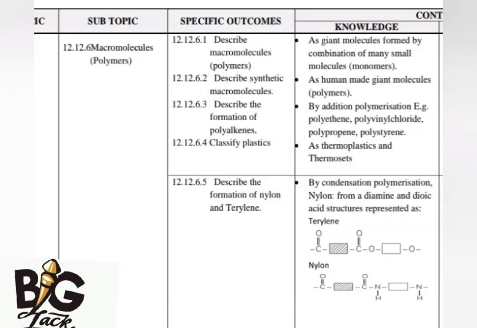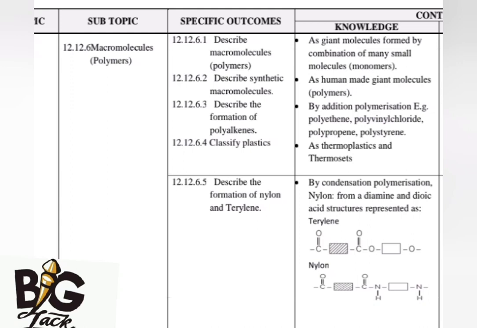Apart from that, they are going to ask you questions under macromolecules. Macromolecules are also called polymers. So all the questions on that topic, all the concepts on that part, you need to know. You need to know how to describe a polymer. A polymer is just a giant molecule formed by joining small units called monomers.